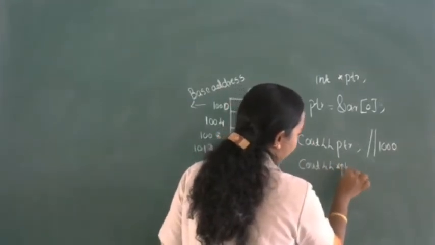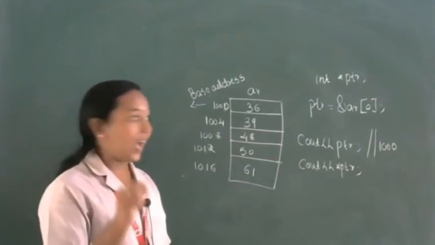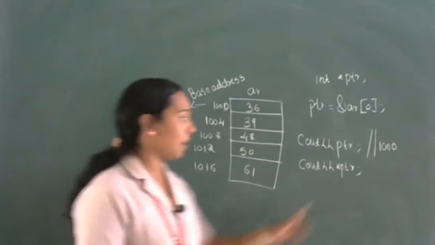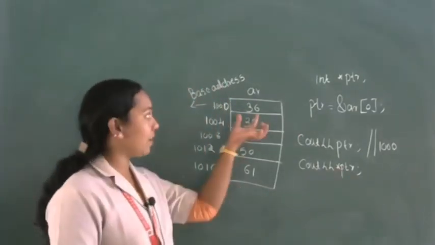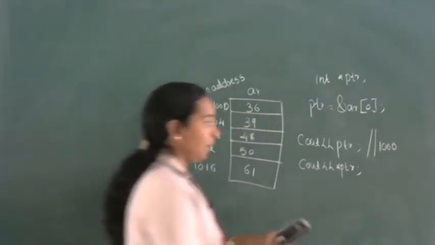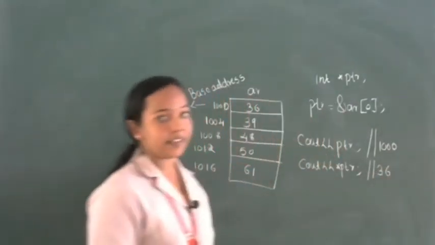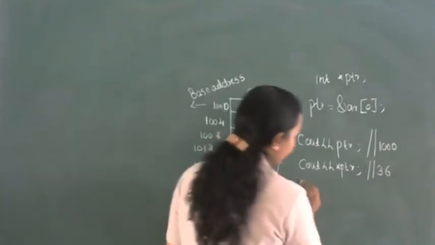Then after that, cout star PTR. Star PTR is the value at pointer variable PTR. What is the value present at PTR? 36. The value present at PTR is 36.